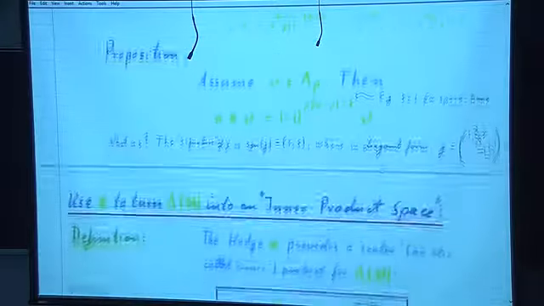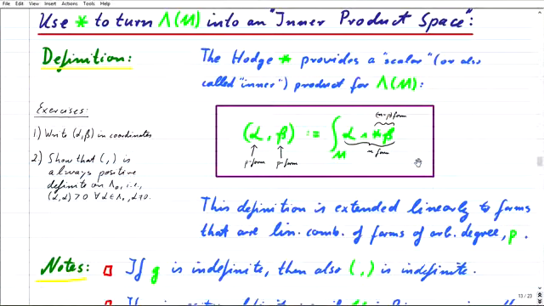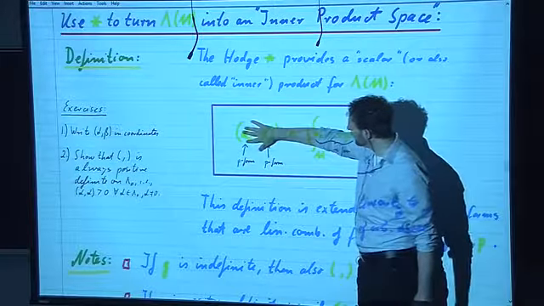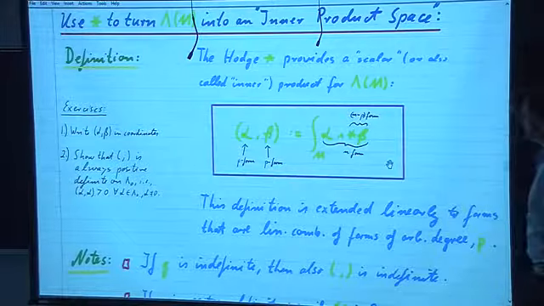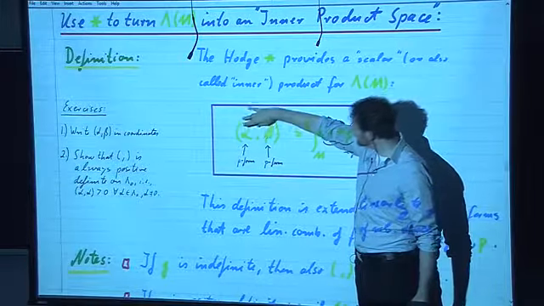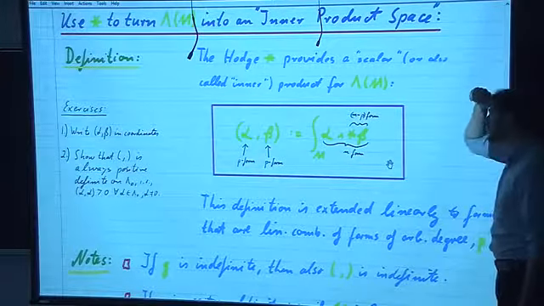Now, what was the purpose of defining that Hodge star? Well, with Hodge star, we can turn the space of differential forms into an inner product space. Assume beta is a p form and alpha is a p form. Then we define the inner product between this p form and that p form to be the following number.